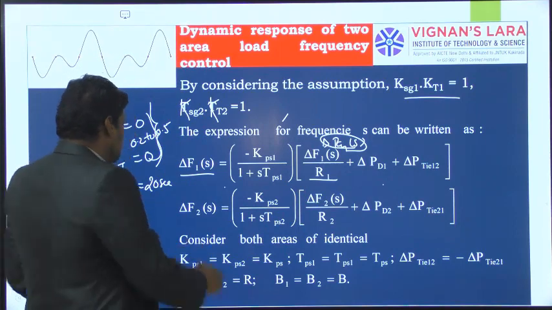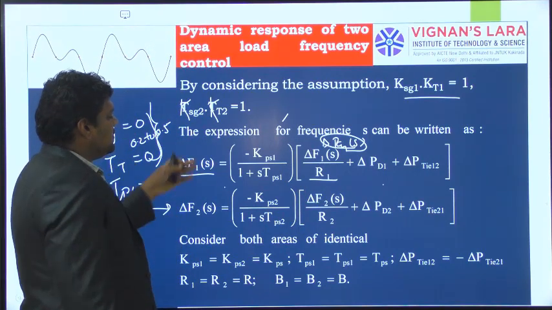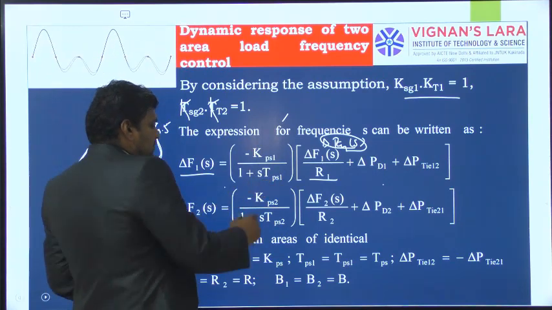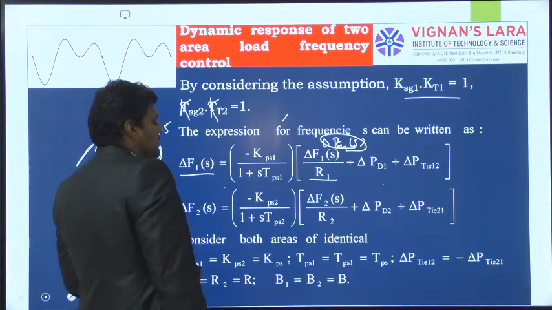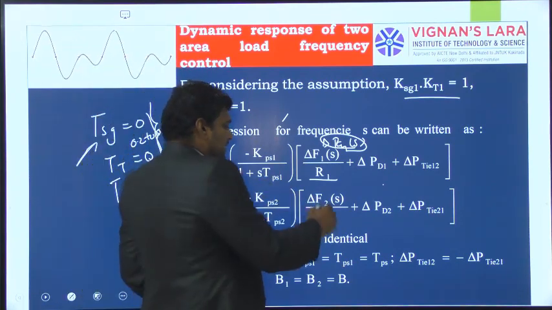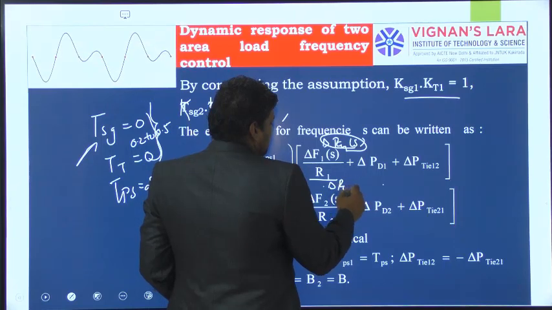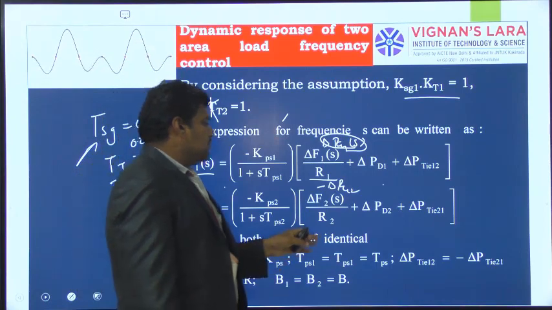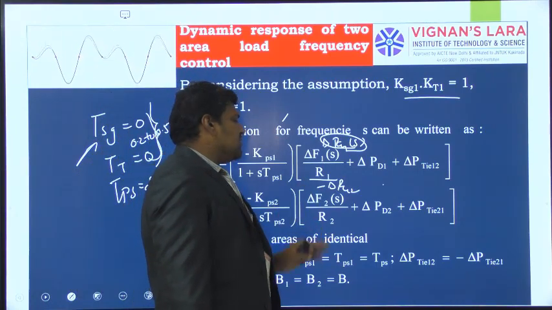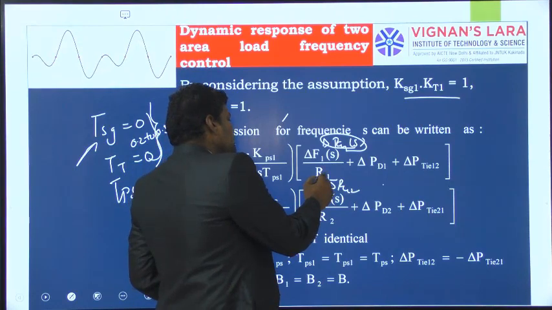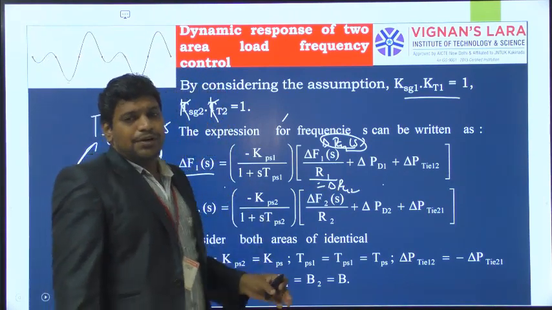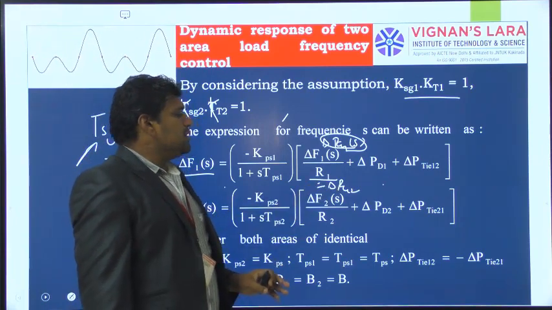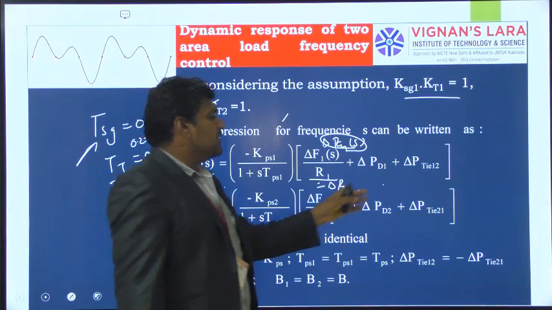Similarly, for area 2, the change in frequency delta F2 of S, the same variables, just represented with the area 2 notation. So minus KPS2 by 1 plus S TPS2, and this is delta Pg2. Taking minus S common, it will be delta Pg2 plus delta PD2 plus delta P tie 1-2. So that will be the scenario.